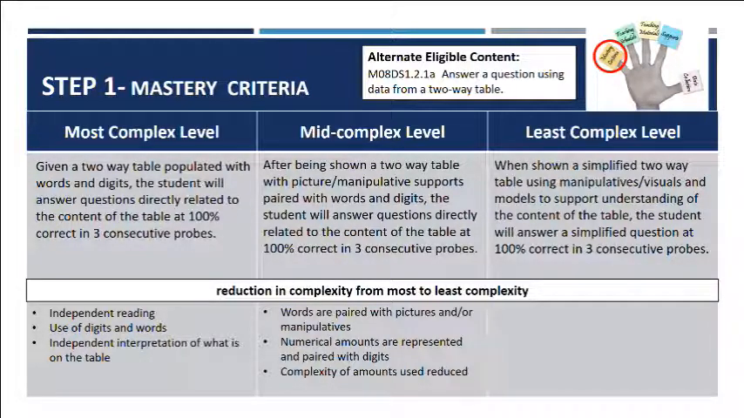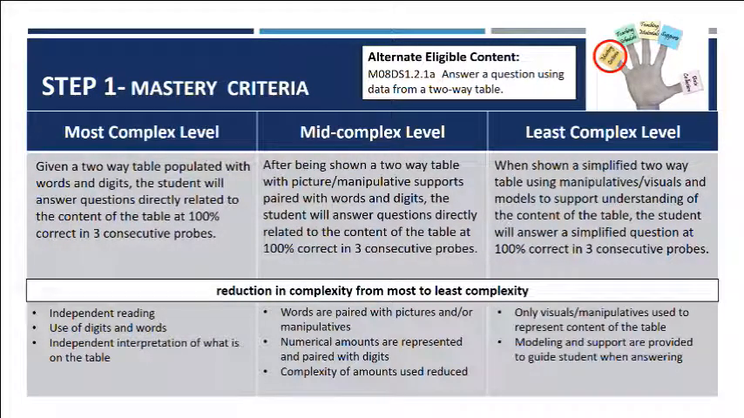Cross out words in that content target on there. Put in what makes sense for your kids, just so you have it in your head and you have a fixed target of what you know will show you that your student knows and can do this content. And again, this is what it looks like as we're reducing in complexity. We're only using visuals and manipulatives. We're modeling and support are provided to help guide the student when answering.